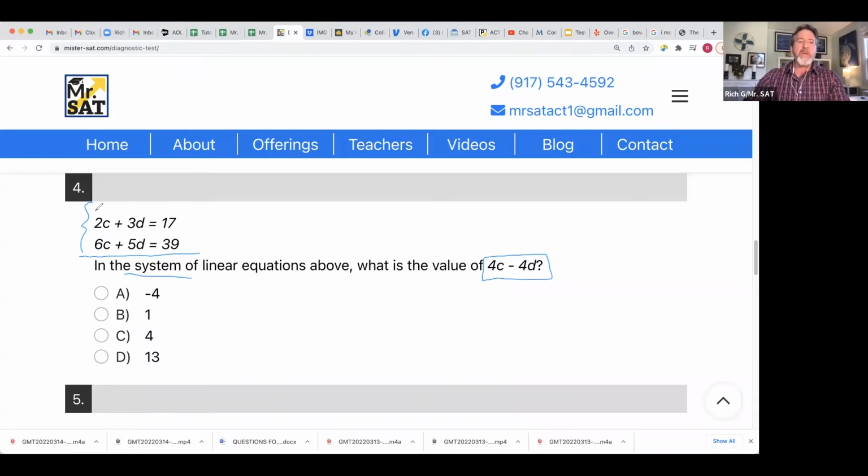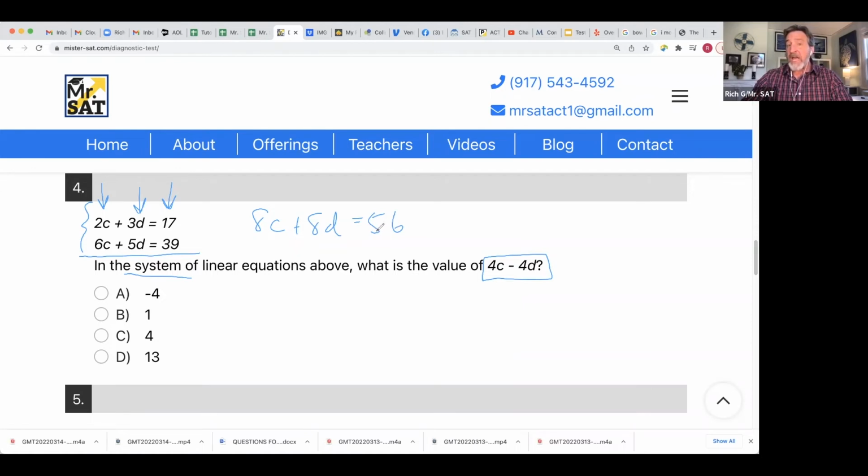Okay, so how do we add these together? Well, the first thing is we have to make sure that all the similar terms are right on top of each other. I've got all the C's stacked up, I got all the D's stacked up, and I got all the numbers stacked up. And all I do is I add straight down. What's 2c plus 6c? 8c. So I've got 8c. What's 3d plus 5d? 8d. And what's 17 plus 39? No calculator. 40 and 16 is 56.